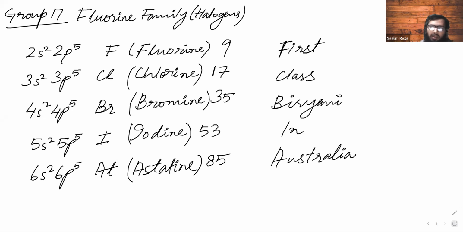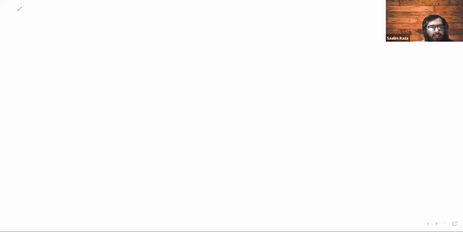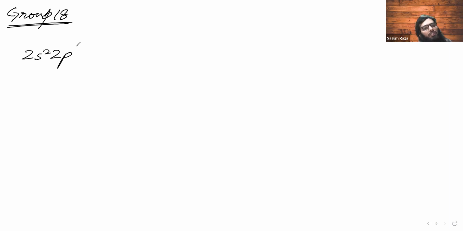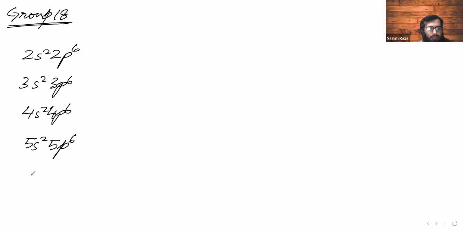Now going to the last group of p-block elements, which is group 18. Now we have 2s2, 2p6. Now we will have 3s2, 3p6, 4s2, 4p6, 5s2, 5p6, 6s2, 6p6. But we have one more, and that is helium. Write helium on the top, and then we will start from here. Why helium on top? It is just 1s2. Everybody remember it?